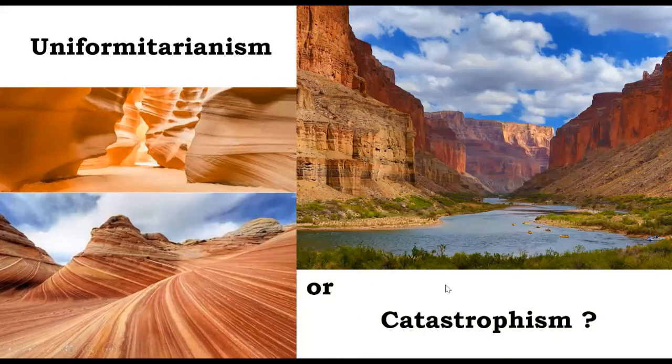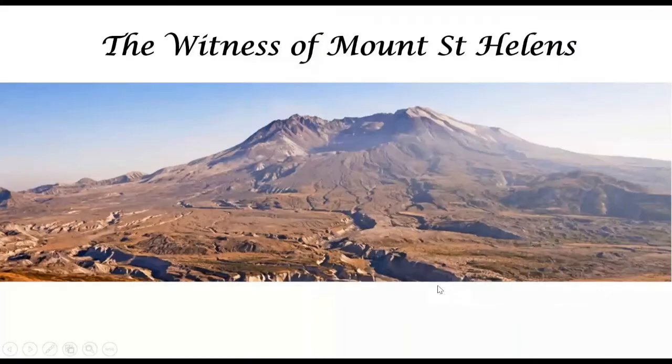uniformitarianism or catastrophism. You can see all these mountain landforms. Does it look to you like one layer by layer slowly changing? Or is it a catastrophe that caused something like this? So marvelous. And so we look at the witness of Mount St.